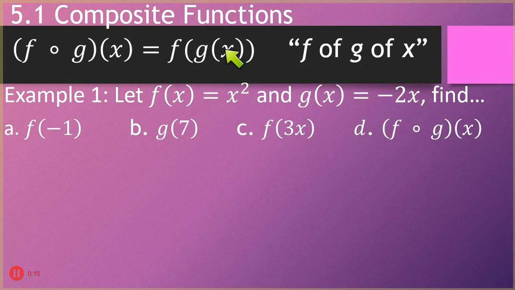This can also be written as f of g of x. In other words, if I'm composing f of g of x, I am putting g of x into the f function in place of x. So let's look at this first example. We have f of x equals x squared and g of x equals negative 2x. And we're going to find these four things.